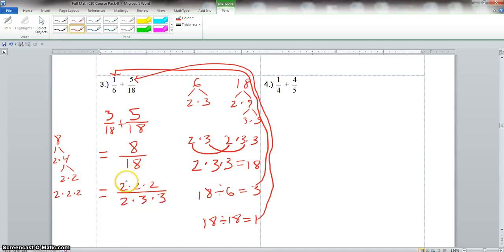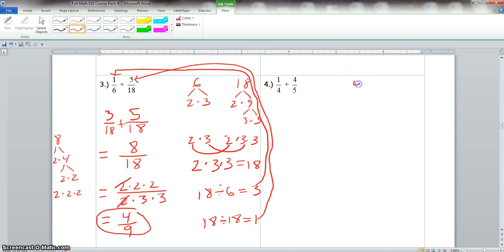Now we simplify out what they have in common. These two simplify out, and that is the only thing they have in common. So your numerator will be 4, your denominator will be 9. And that's it for problem number 3. Now we come here to problem number 4.